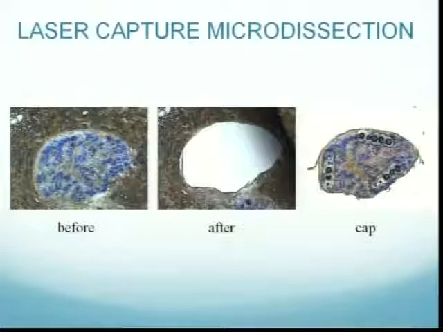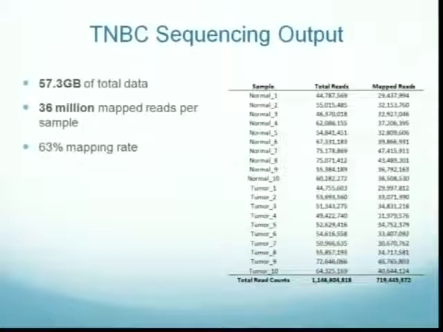When we did the sequencing, I thought, because we've got some bioinformatic geeks in here, you would love to see these numbers. Essentially, we had about 57.3 gigabases of total data, with 36 million mapped reads on average per sample, and our mapping rate was about 63%.